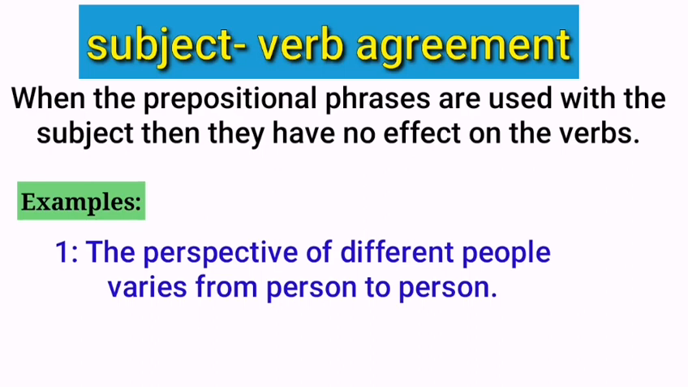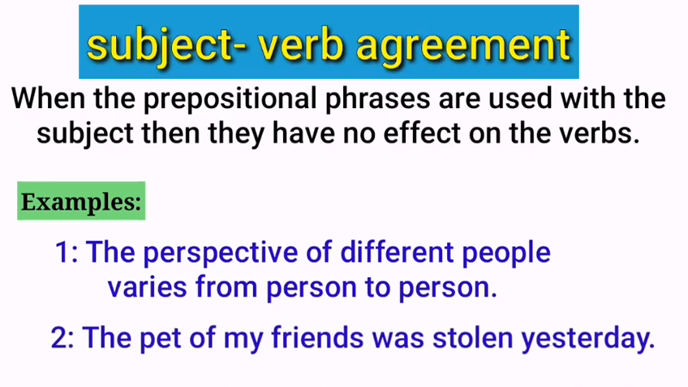Observe this example, here with the subject a prepositional phrase is used, and that is, of different people. So, here we don't talk about the people but we talk about their perspective. So, according to the word perspective, we will decide a singular verb or plural verb. The word perspective is a singular word, so that is why we have used a singular verb, varies. Simply, you should not be confused because of a prepositional phrase with a subject.